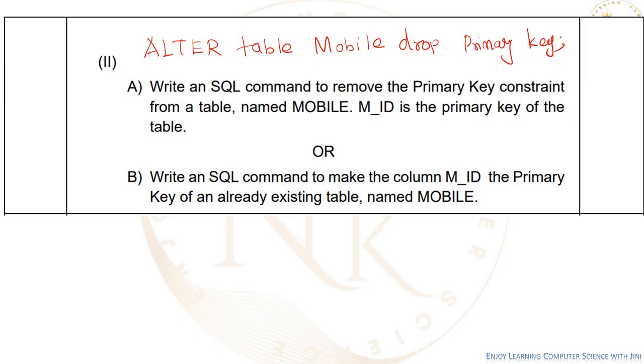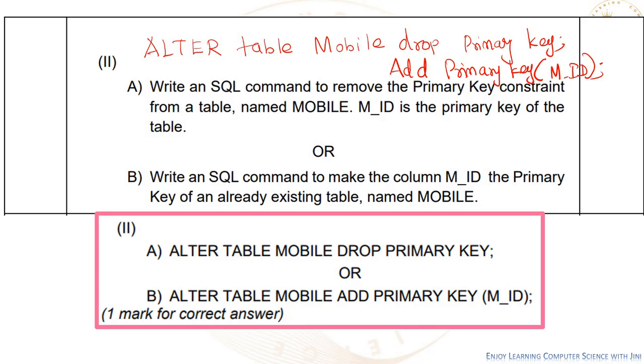Very simple query. Now write an SQL command to make the column MID the primary key of an already existing table named mobile. So here also alter table mobile. Instead of drop, we are adding a primary key, correct? So add primary key for which column? MID, semicolon. Okay, so this is your add. So if you write the correct query, you will score 1 mark easily.